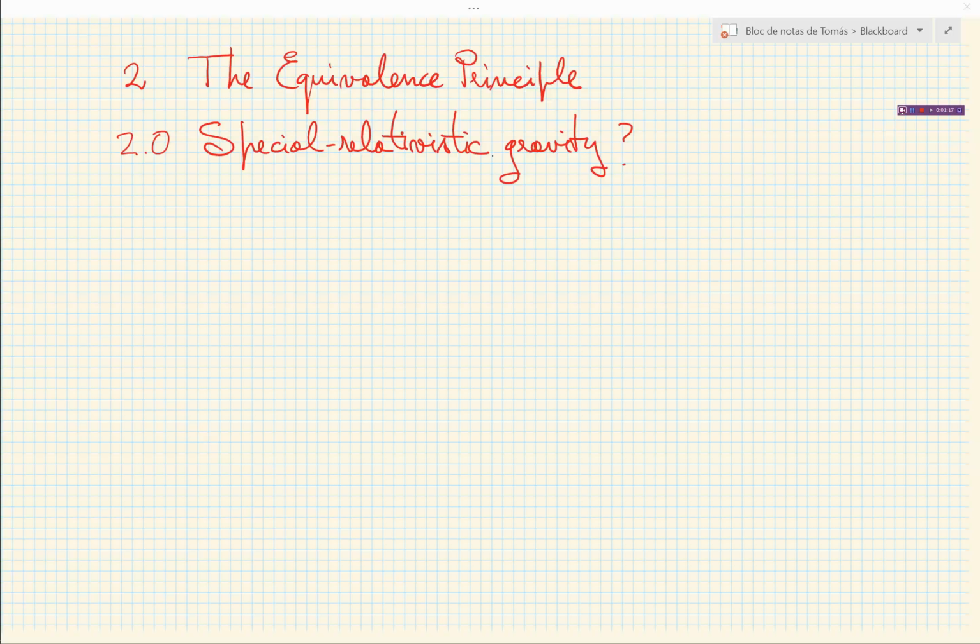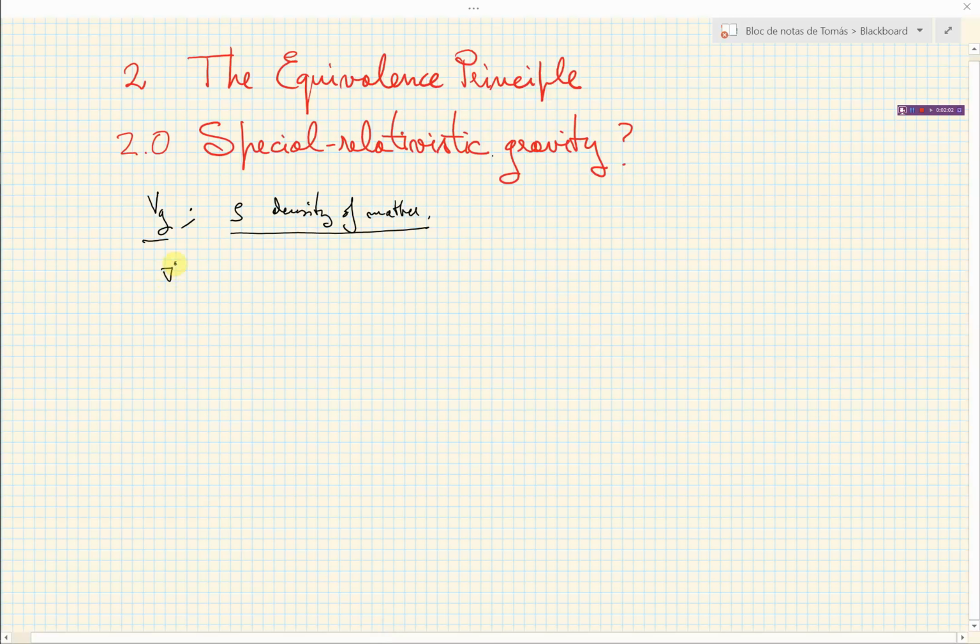So let me start by reminding you what Newton's theory of gravity is like. Probably you know the universal law of gravity, but we need a better formulation in terms of fields. And this formulation can be made in terms of the gravitational potential Vg and the density of matter rho. The law that tells you what is Vg if the source of the gravitational field is rho is this Poisson law. So this would be Newton's constant and this would be rho, the matter density.